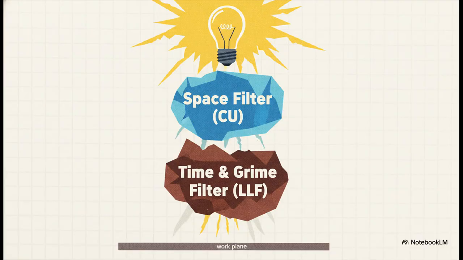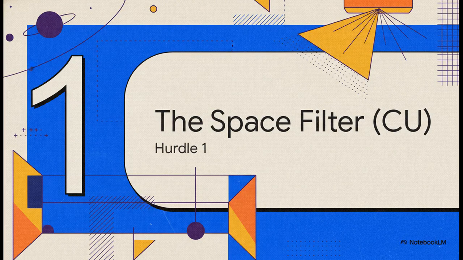Okay, here's the mental model I want you to lock in. Imagine that between the light bulb and your work surface, there are two filters. The light has to pass through both of them to get to you. The first filter is the room itself, its shape, its colors. The second filter is, well, it's time and grime, and we have to account for both.